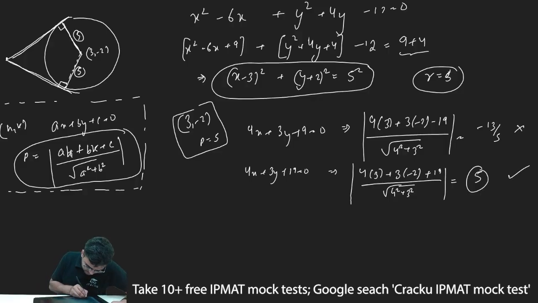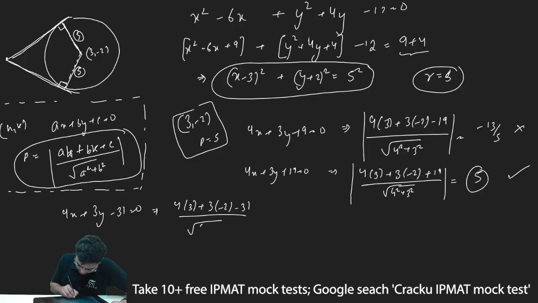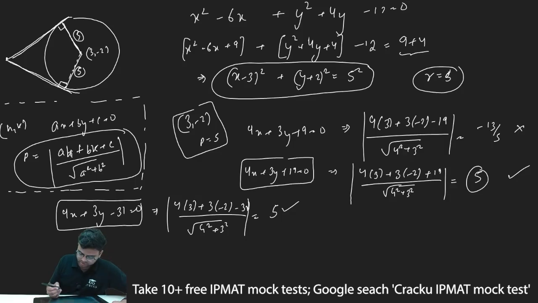Now I have 4x plus 3y minus 31, again equal to 0. This will be equal to the mod of 4 into 3 plus 3 into minus 2 minus 31, divided by under root 4 square plus 3 square. So this is 4 into 3 is 12, 12 minus 6 is 6, 6 minus 31 is minus 25 upon 5, which is 5 in whole mod, because you are taking the whole mod. So 25 divided by 5 is 5. So I can again say this can be the equation. So first of all, this and this can be the equations of the line.